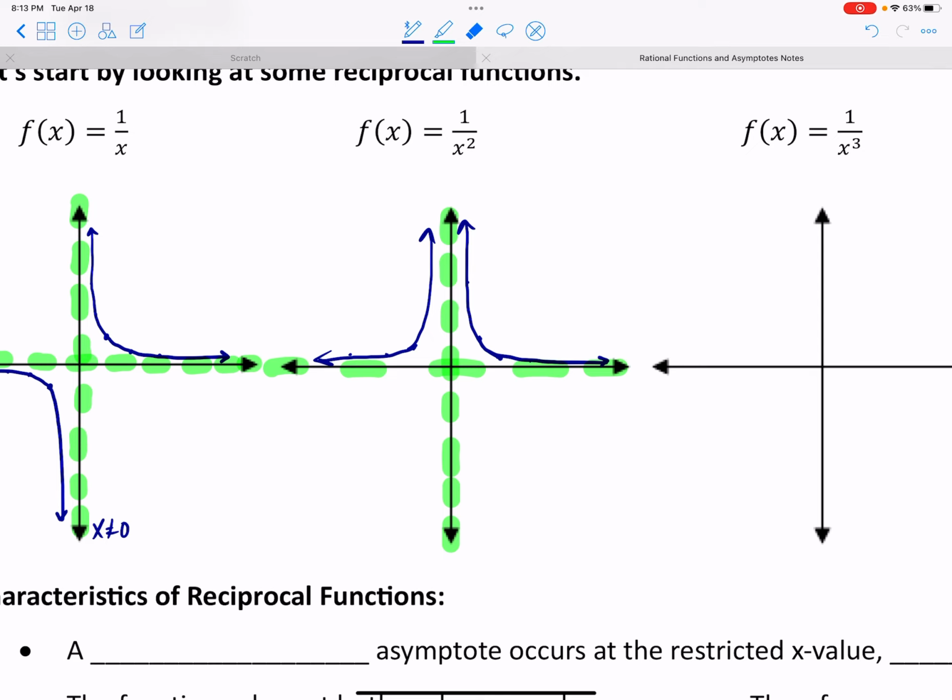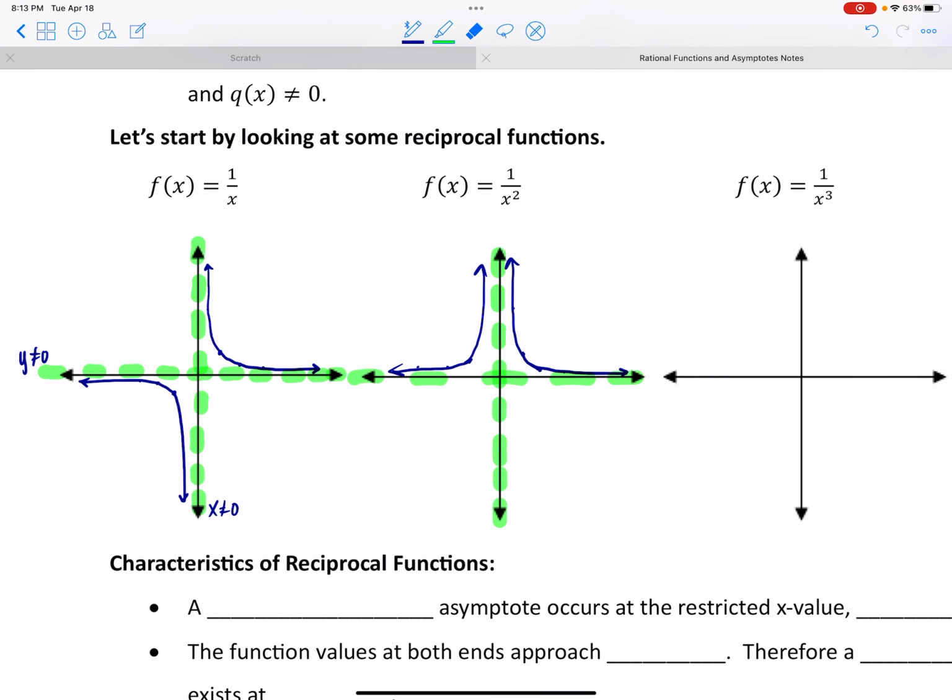It has symmetry with the y-axis. If we change the sign of our input, the result is the same. So positive and negative inputs lead to the same place. Okay? So that's what's happening with 1 over x versus 1 over x squared. Now I bet you can guess what's going to happen with 1 over x cubed.